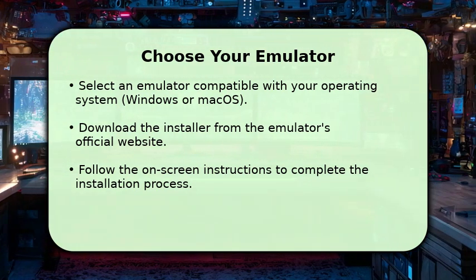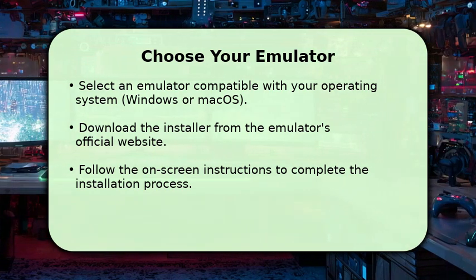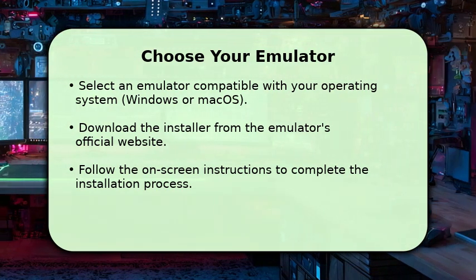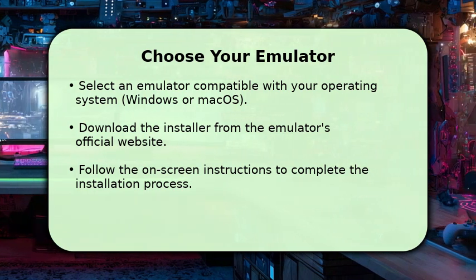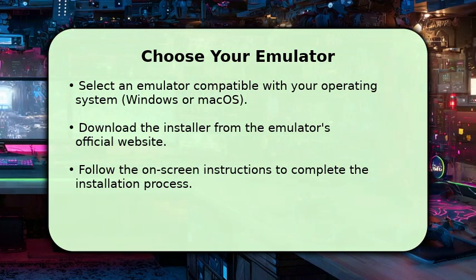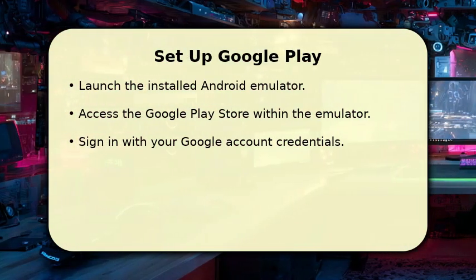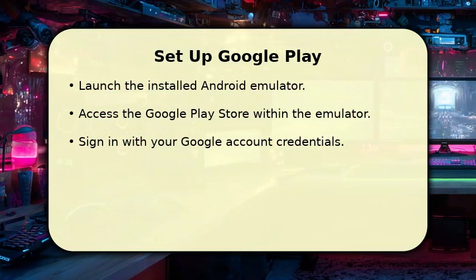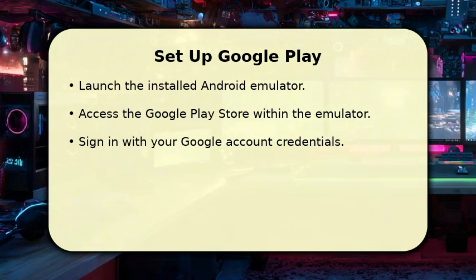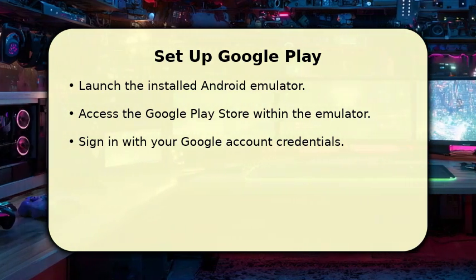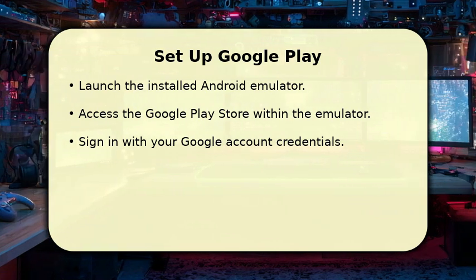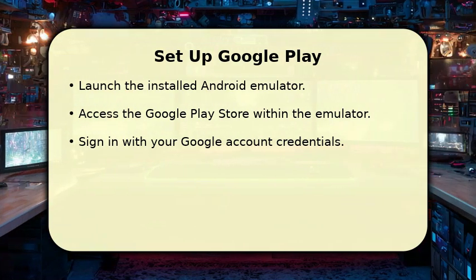It's important to ensure your computer meets the minimum system requirements, typically at least 4 GB of RAM and a decent processor, for the best gaming experience and smooth performance. Once your emulator is installed, launch it to access the virtual Android environment. Within the emulator, locate and open the Google Play Store. You will then need to sign in with your existing Google account credentials.